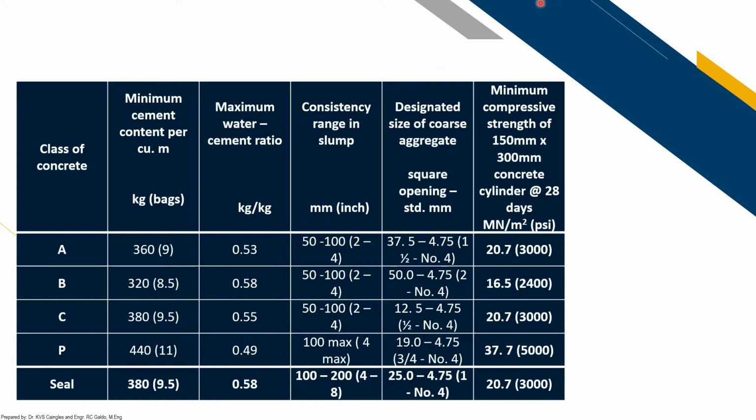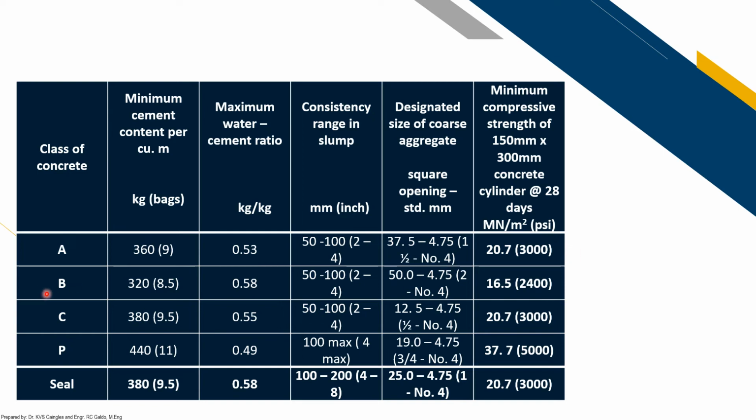Okay? And then, ang kaning last na column diri, this refers to the minimum compressive strength of your concrete cylinder tested on the 28th day. Okay, so when you say class A concrete, that corresponds to 3,000 PSI when tested. Kaya ang design strength ana, when you say class A, is 3,000 PSI.